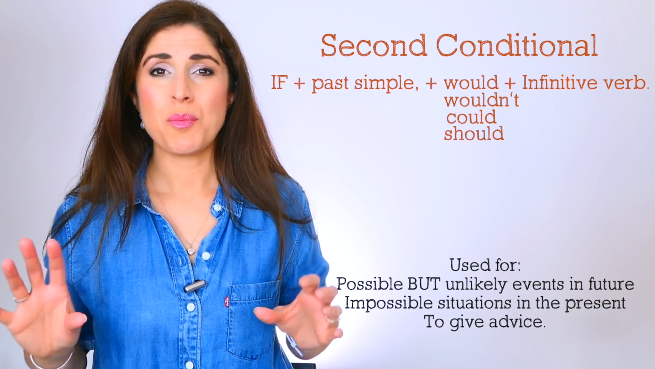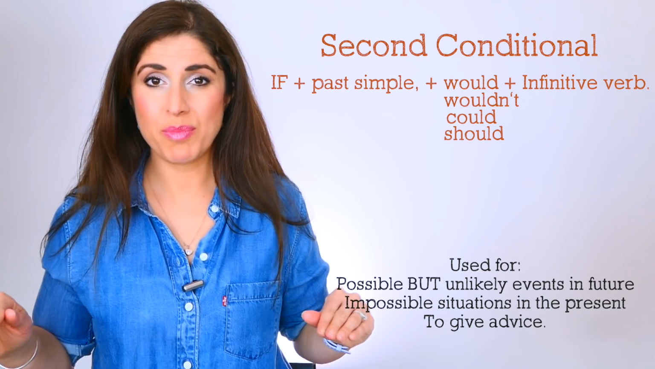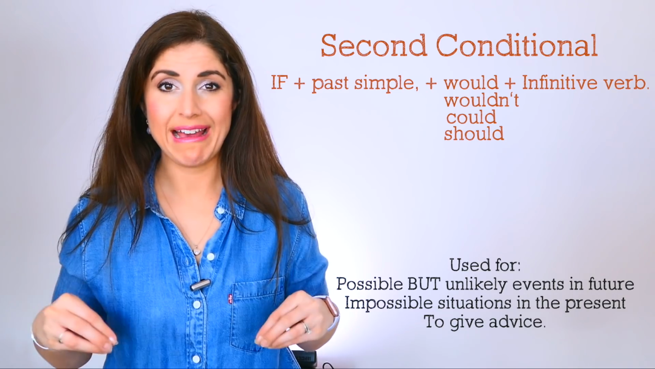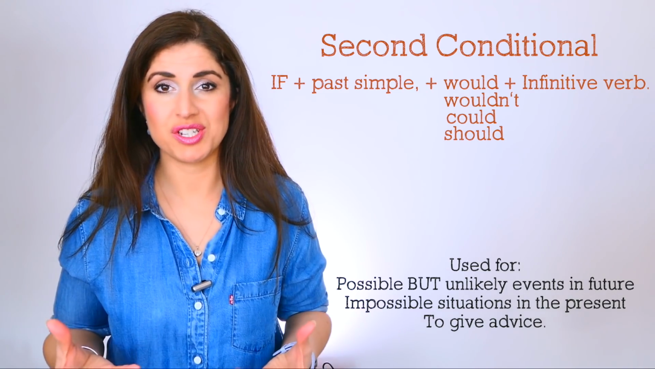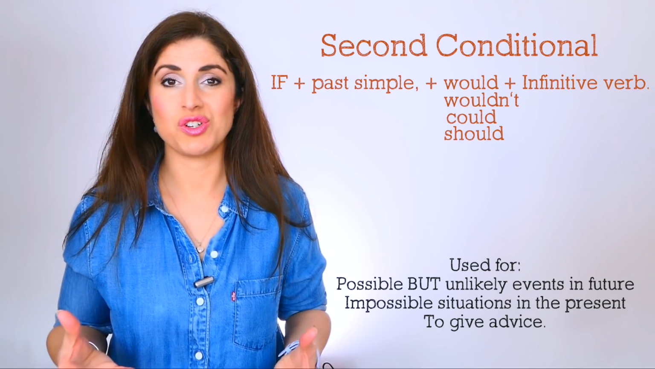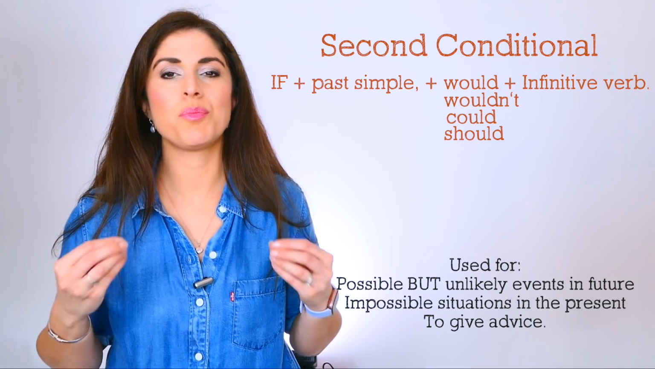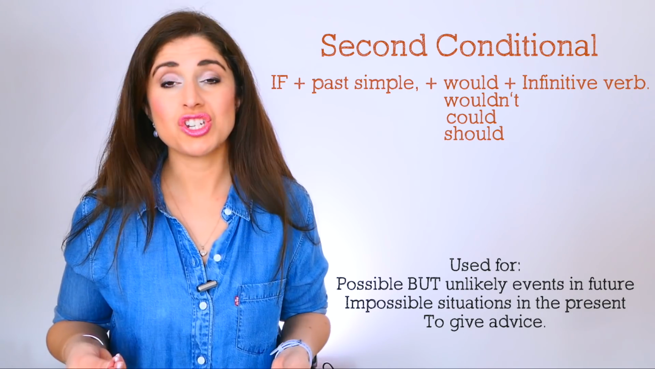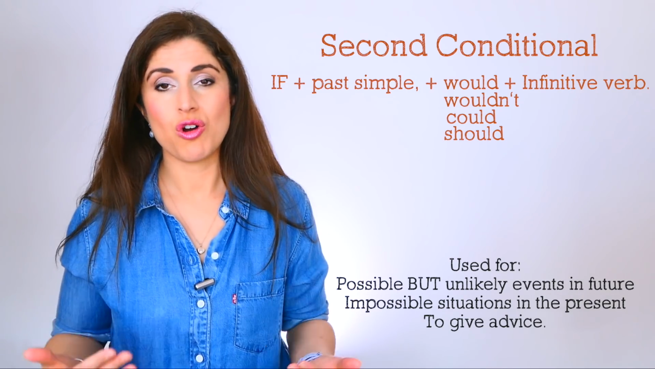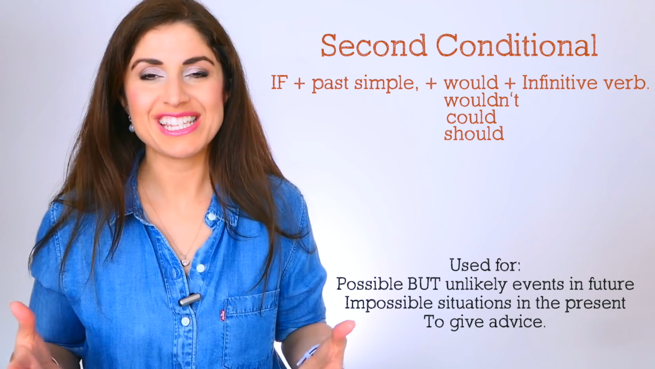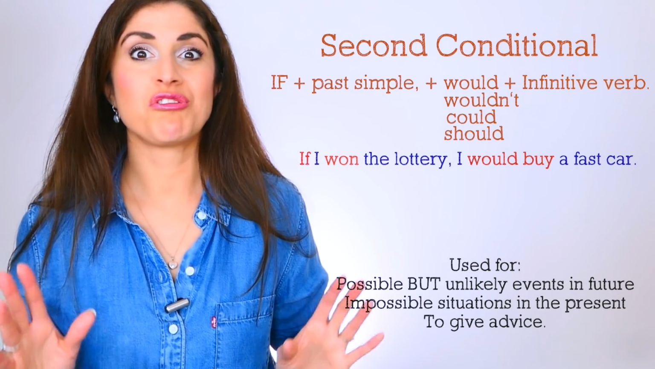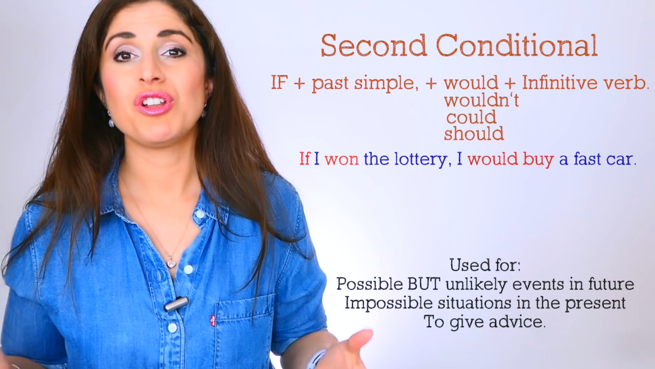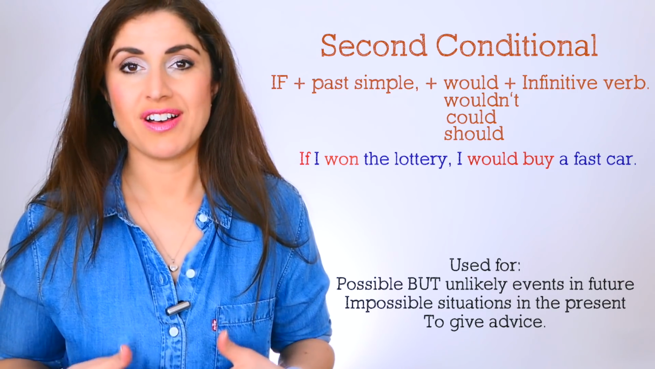To talk about present situations that are impossible, so something right now that is just not possible. It's a completely imagined situation. And we can also use second conditional to give advice. This is a brilliant way to use the second conditional and in fact very commonly used in English. Let's look at some examples. If I won the lottery, I would buy a really fast car.